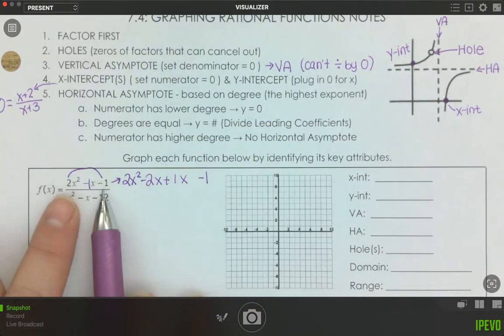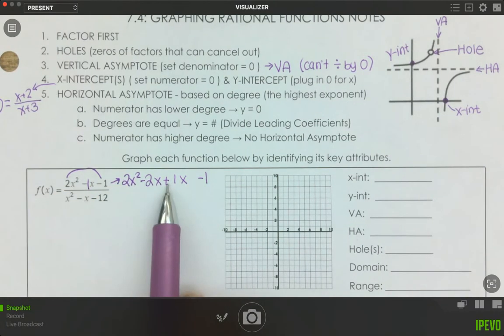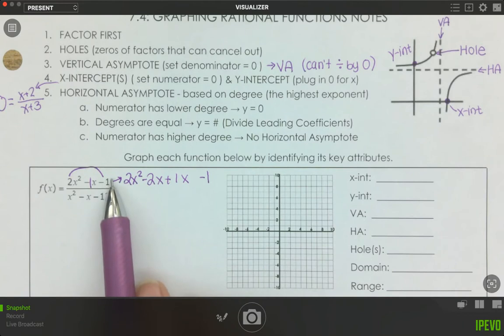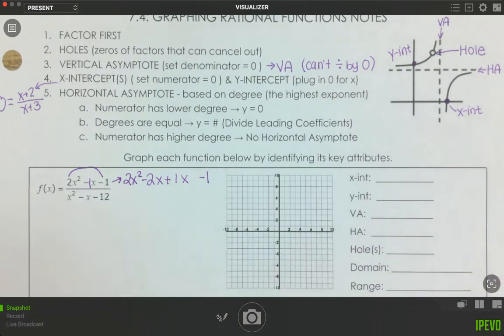So I keep these two parts the same, boom, and in the middle I split it up between two numbers that multiply to -2, add to -1.